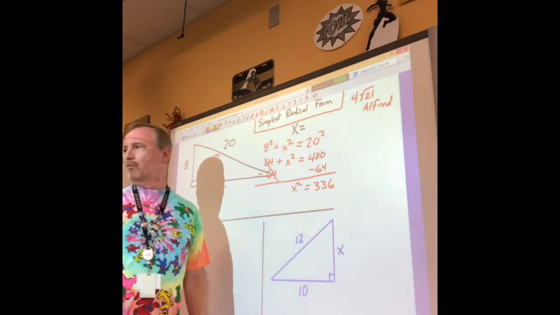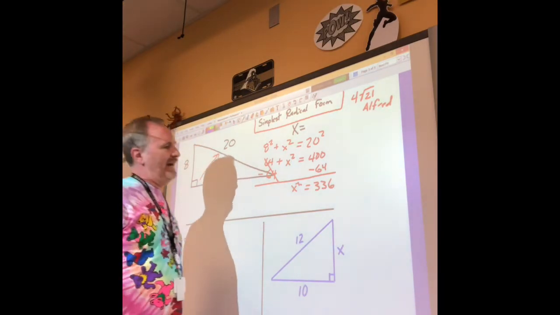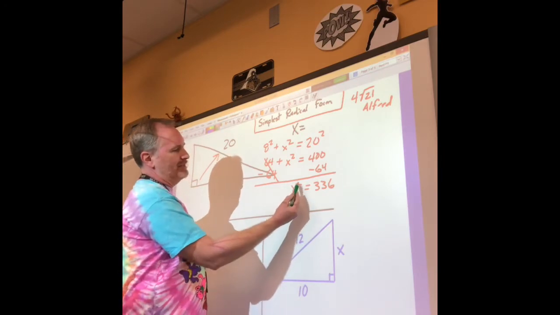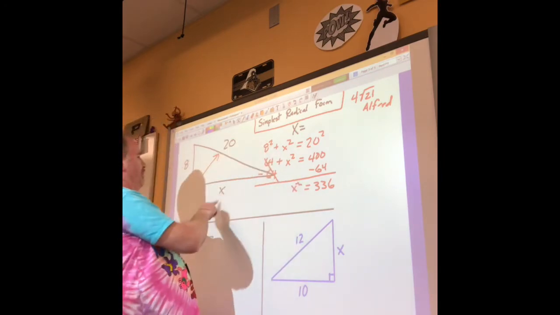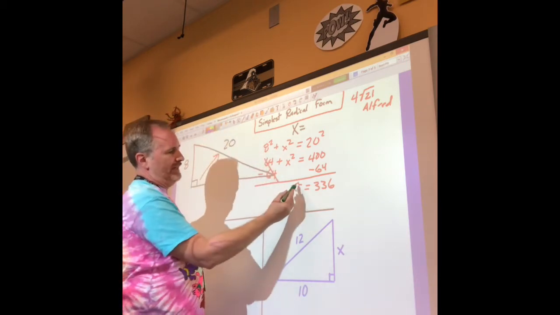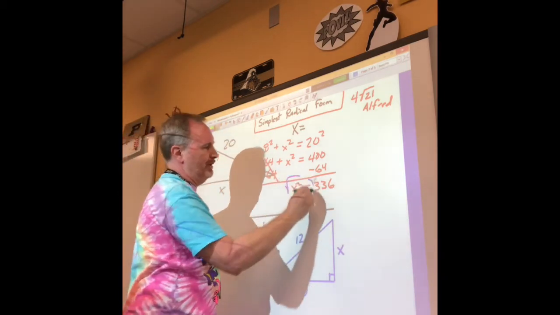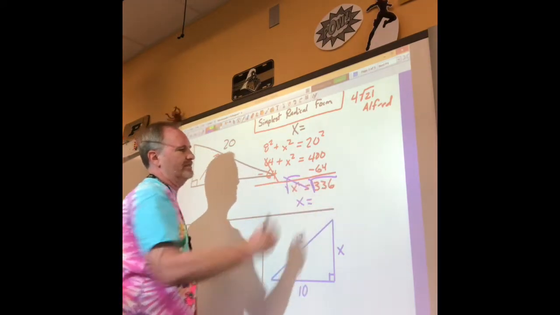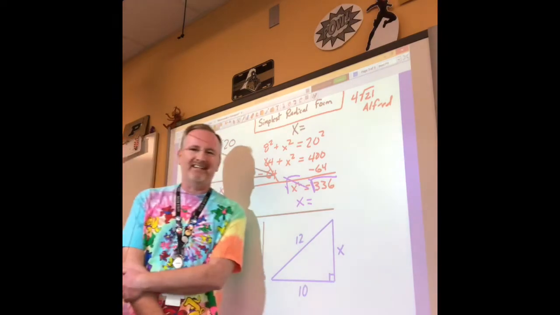Don't just take my word for it because I'm the guy up here in front. Check behind me. Now, all we've got to do is get rid of that square because, of course, we want to know what x is, not x squared. So this is going to be a crazy one. To get rid of a square, we root, because roots cancel squares. So x equals the square root of 336.